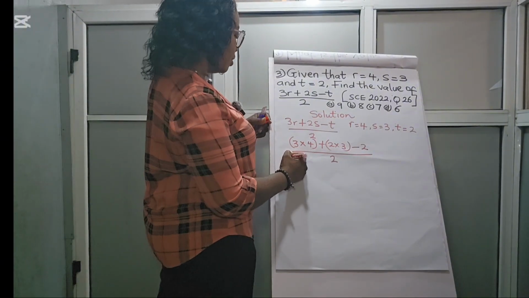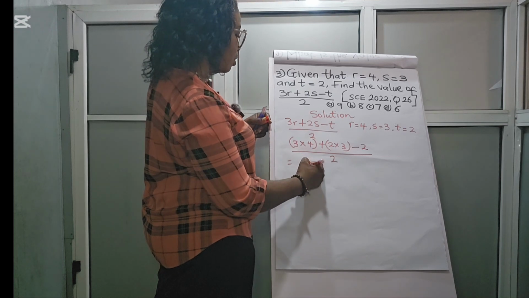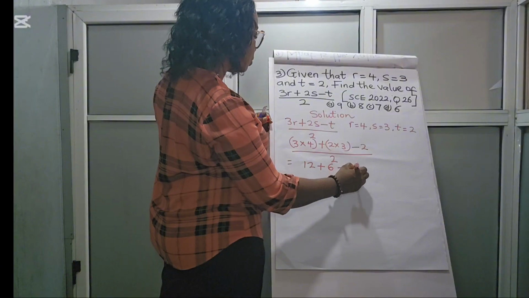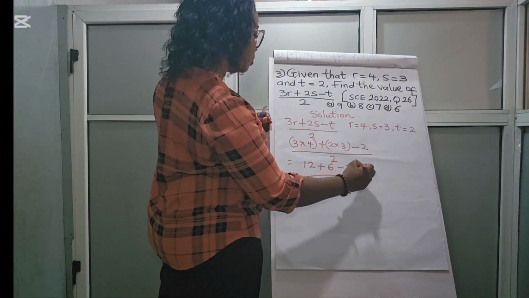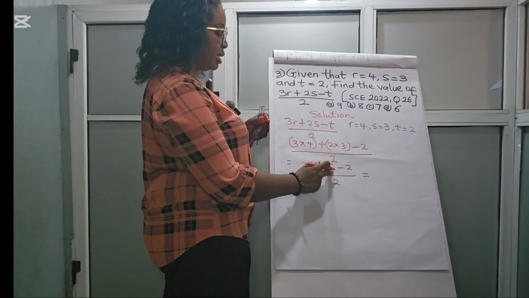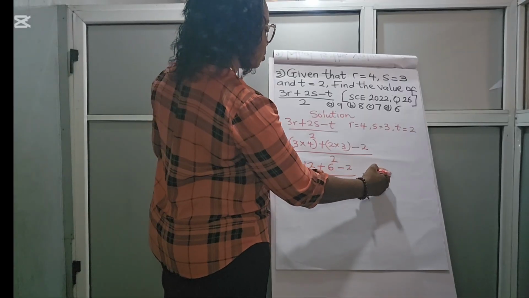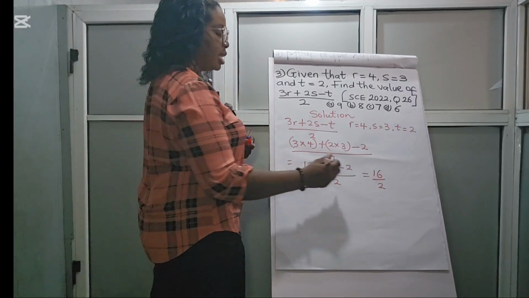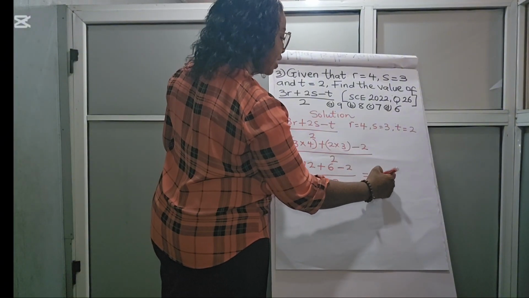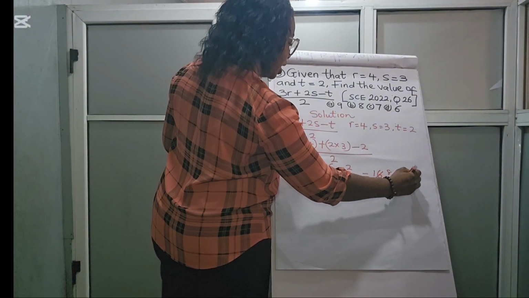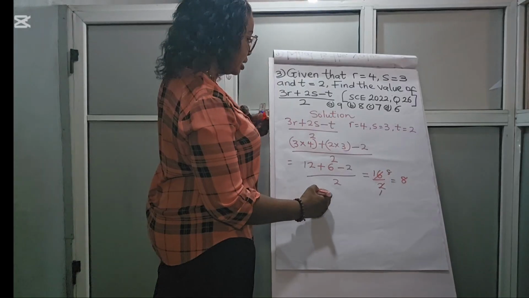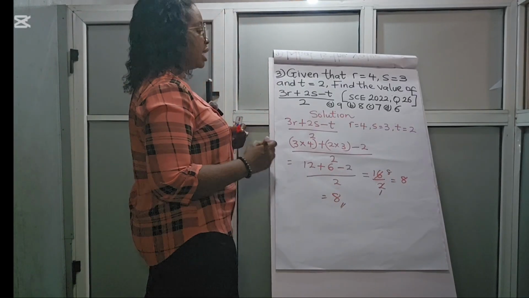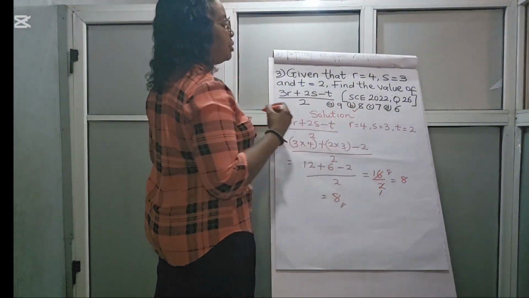Solving this further, we have here 3 times 4, 12 plus 6 minus 2, all divided by 2. 12 plus 6 is 18. 18 minus 2 is 16, divided by 2. And that gives us 2 here, 1. 2 divided by 16 is equal to 8. So our final answer is equal to what? 8. And that's option B. We have option B as final answer.